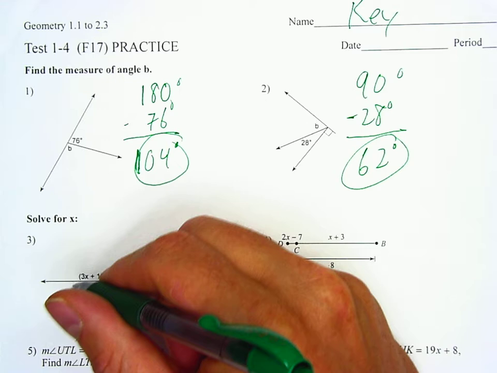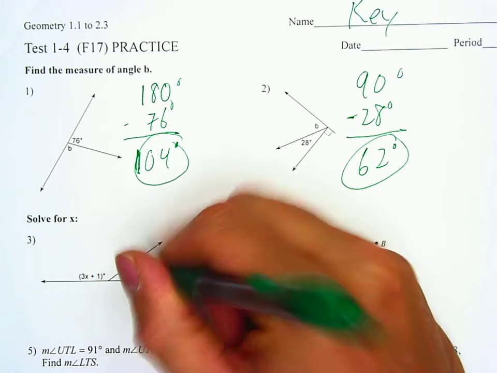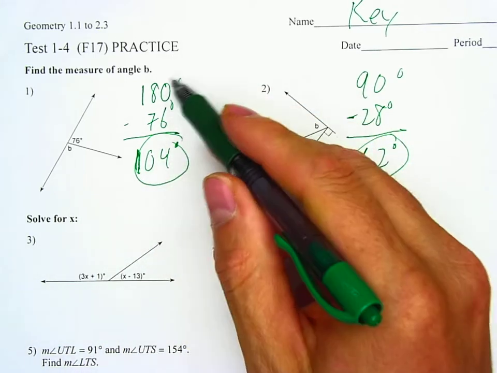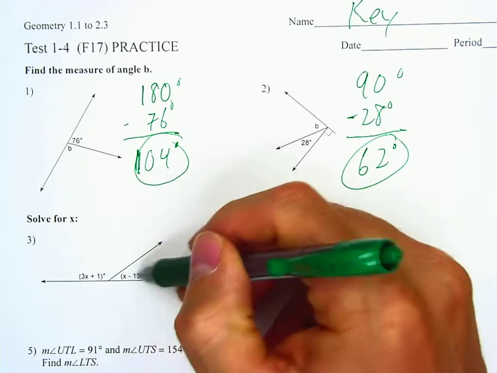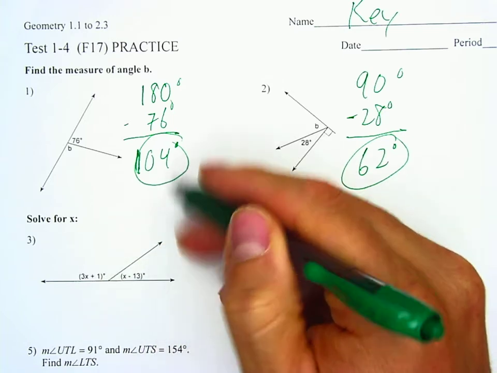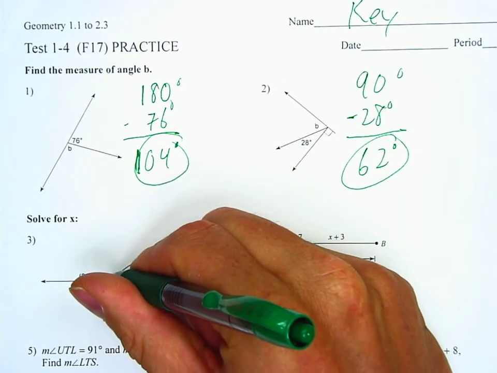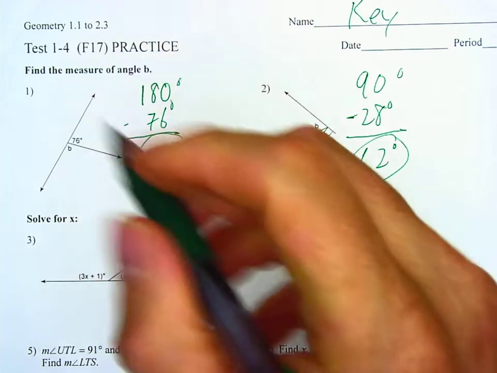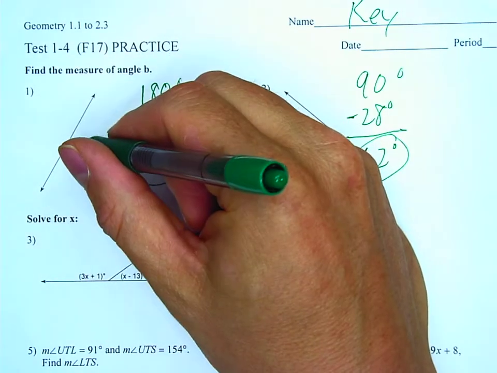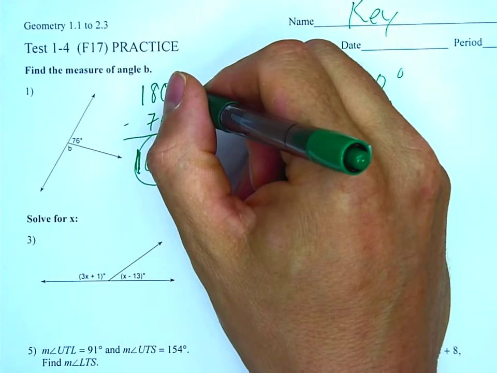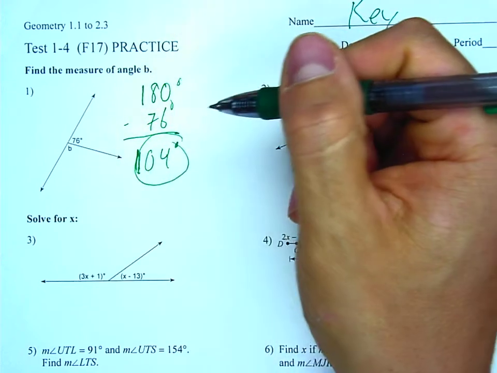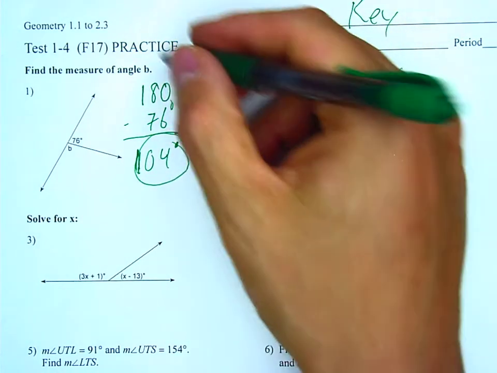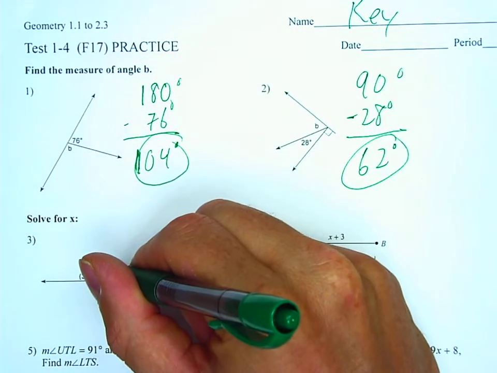Question 3. This is another supplementary set, but this time it's harder to set up. So I can't just do 180 minus because I have an x here to solve for. So I'm going to add these together and set it equal to 180. I could have done the same thing up here by doing B plus 76 equals 180, and then taking 76 from 180 would be the answer, like we did.